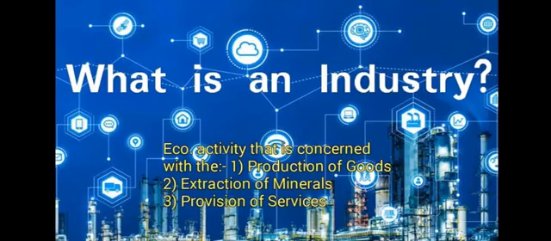And what is the definition? How can we define industry? Actually, industry is an economic activity, right? In the 4th chapter, the agriculture chapter, we studied that there are 3 activities: primary activity, secondary activity, and tertiary activity. Industry comes under economic activity, that is production of goods, extraction of minerals, and provision of services, right? These are the activities carried out in industries.